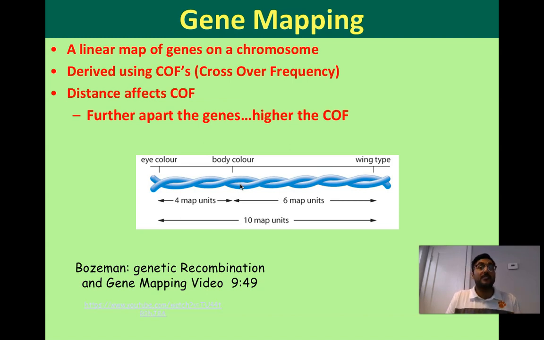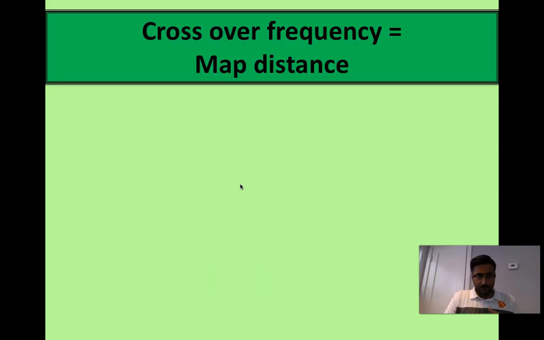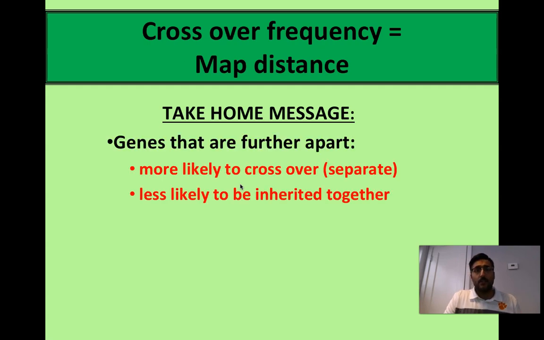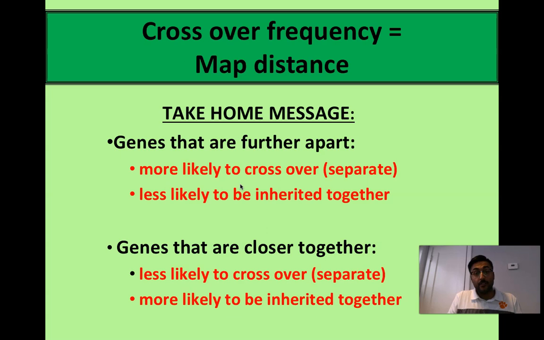So frequency is how often something occurs. So if you have a high crossover frequency, you're going to cross over more often. And genes that are closer together have a lower crossover frequency. So they are not going to cross over as often. And so with that being said, it's quite simple. With crossover frequency, genes that are further apart are more likely to cross over. They're more likely to separate. Or in other words, they're less likely to be inherited or passed on together. Genes that are closer together are less likely to cross over. So in other words, they're more likely to be inherited together.